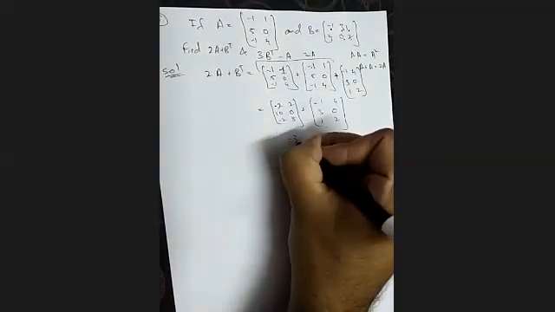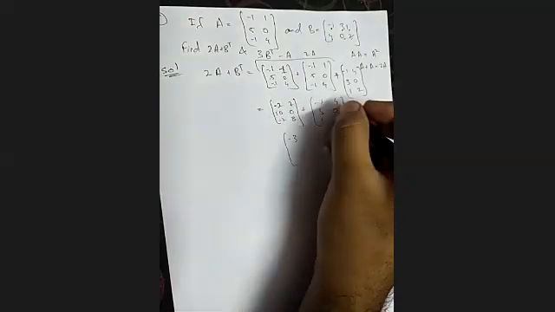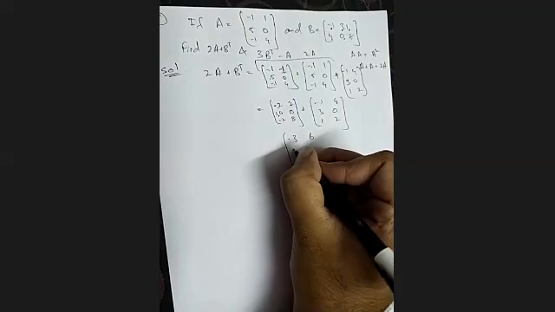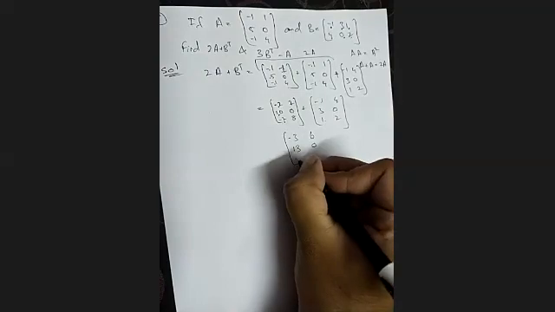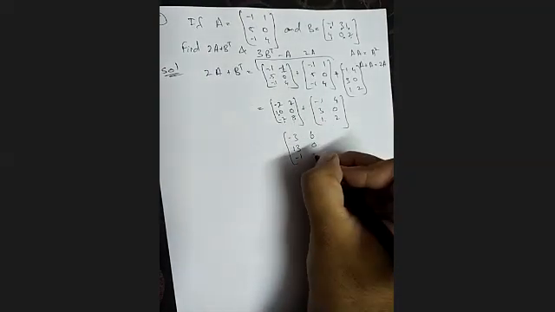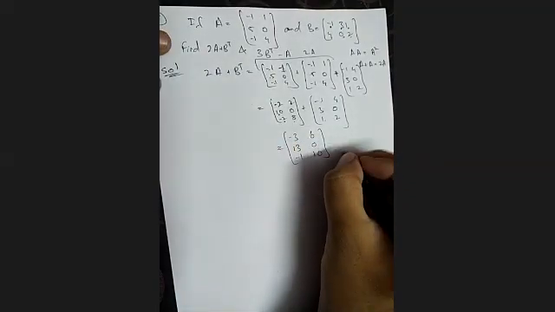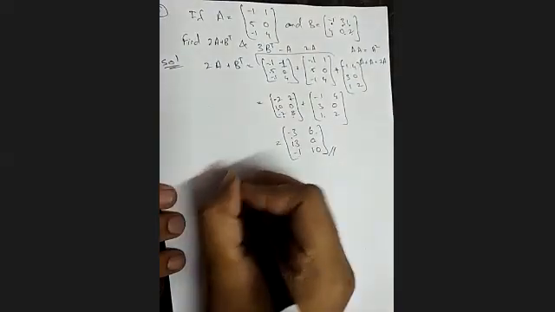Minus 1 minus 2 is minus 3. 2 plus 4 is 6. 3 plus 10 is 13. 0 plus 0 is 0. Minus 1 plus 1. 8 plus 2 is 10. This is how we got our final answer. That is minus 3, 6, 13, 0, minus 1, 10. Next, what we have to find?